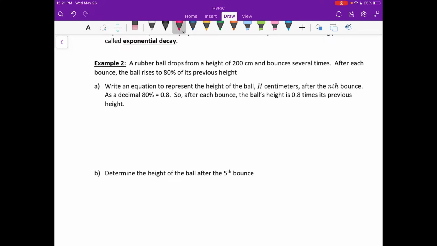So the first thing that we need to look for here is our equation. If we go back and look at our original equation, it was y equals a times b to the x, where a represents the initial value. So let's see, do we have the initial value information? Yeah, we do. It's 200. Our base is our growth or decay factor. So let's try to find our growth or decay factor. We know that it's decreasing by 0.8 each time. So our decay factor is going to be 0.8. And then we have the number of bounces, which is going to be our n variable.